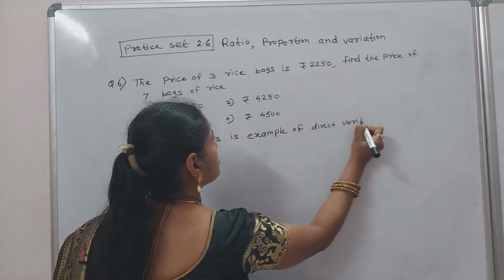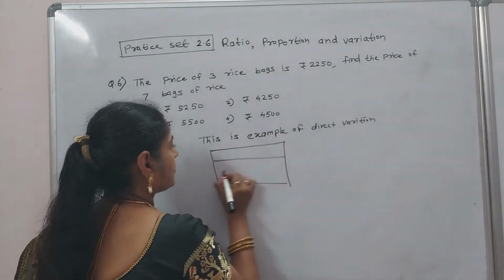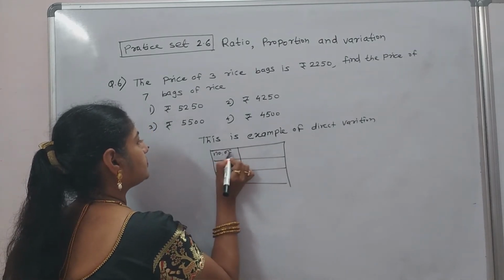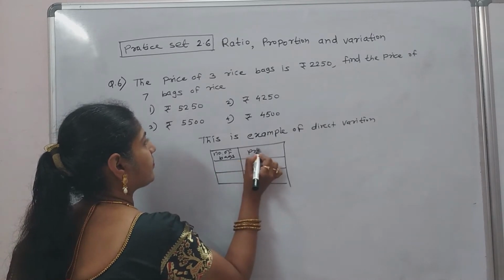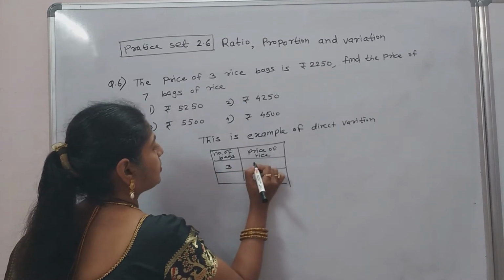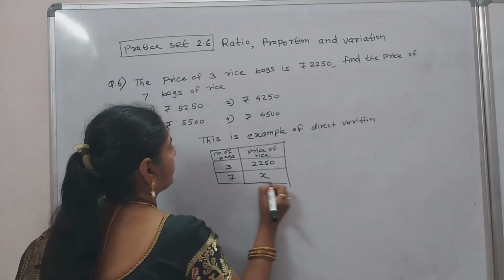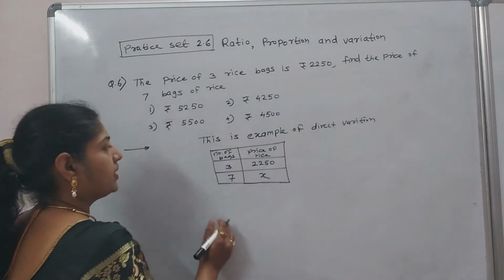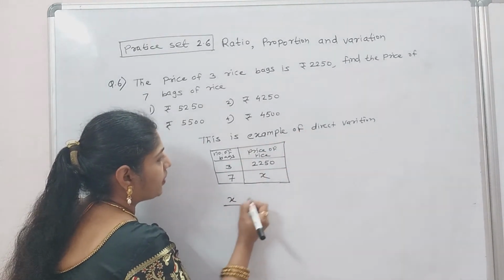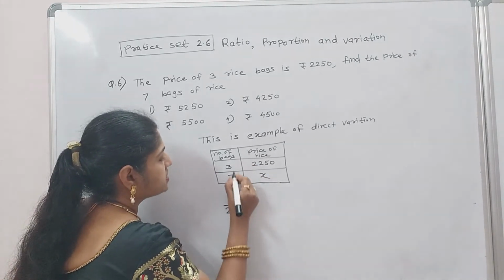So ratio is constant. Number of bags, price. Three bags, 2250 rupees. 7 bags, x rupees. Let the value is x rupees. Now this is the example of direct variation. So I write x upon 2250 equal to 7 upon 3.